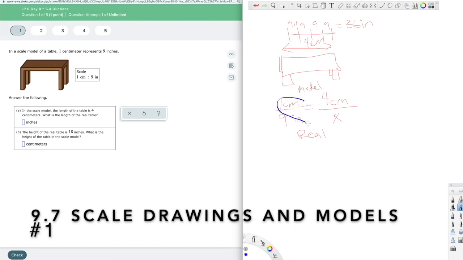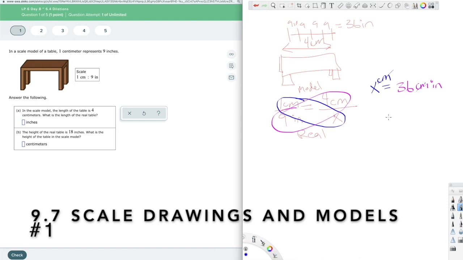So now I'm going to use cross products, or cross multiplication. So 1 times x, I'm going to leave the centimeters and inches out. So I just have 1 times x, which is x, equals, and I'll use pink for the other side, 4 times 9, which is 36. This would have centimeters and inches, and this one would have just centimeters. So they would kind of cancel out. The centimeters would cancel out because there's centimeters on both sides, so they would go away.